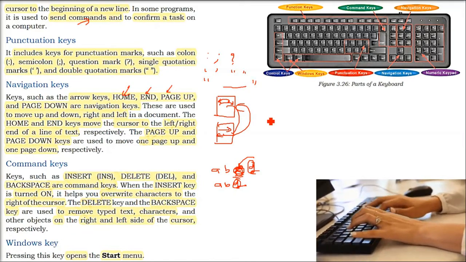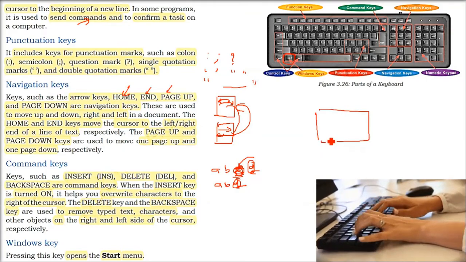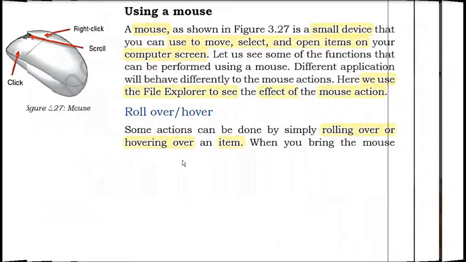And there is a Windows key also. In a keyboard, you always see a Windows key. When you press this Windows key, the Start menu will open. The Start menu consists of different options of the programs and also the shutdown and log off activity.